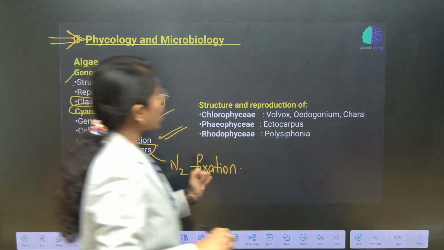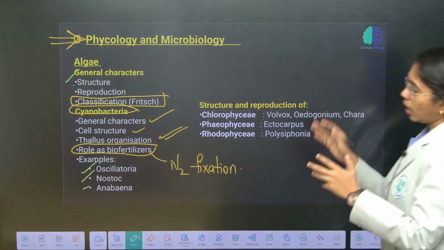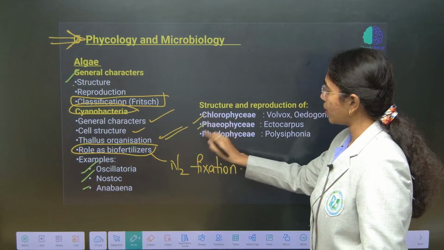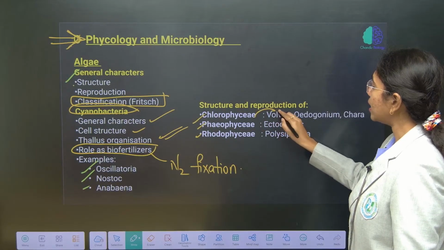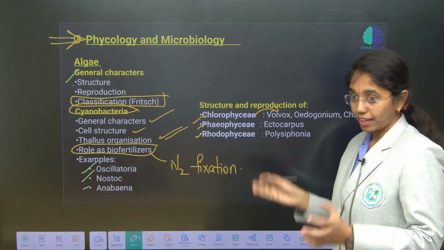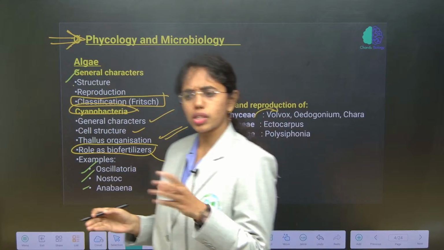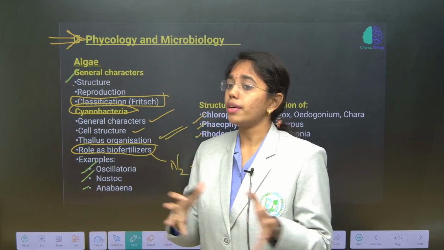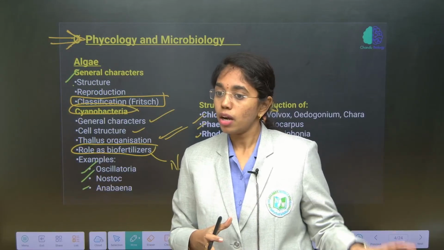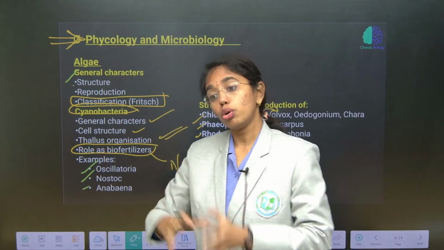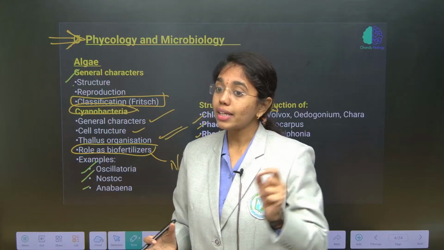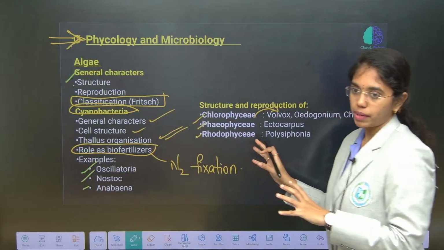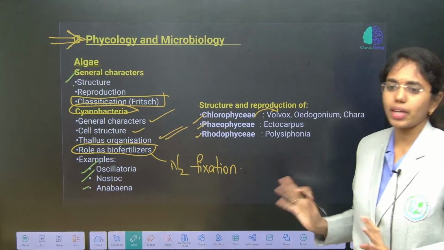Next, if you see structure and reproduction of algae of three different classes: Chlorophyceae, Phaeophyceae and Rhodophyceae, highlighting these examples. If we see the diversity, algae show a vast amount of structural diversity, where we can see different forms of algae from unicellular, colonial, filamentous to the multicellular forms. All types of algae should be in your mind. Okay, this is completely memory based. Revise it twice or thrice, you will get fine tuned.